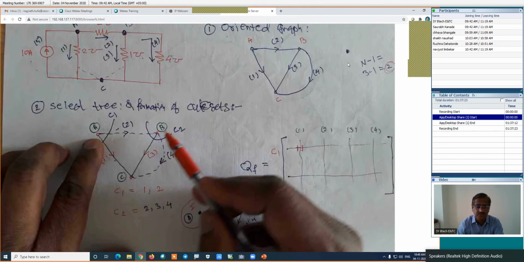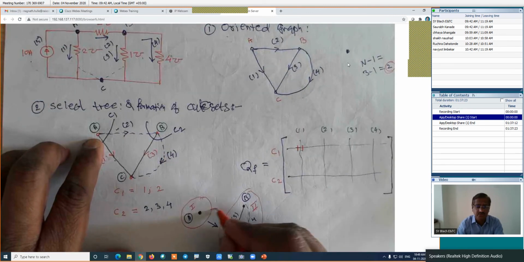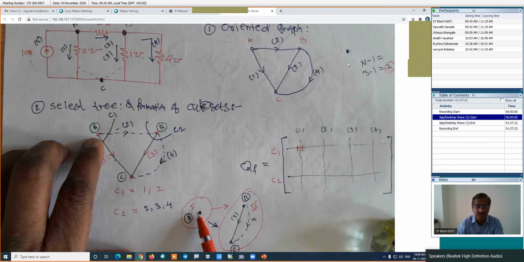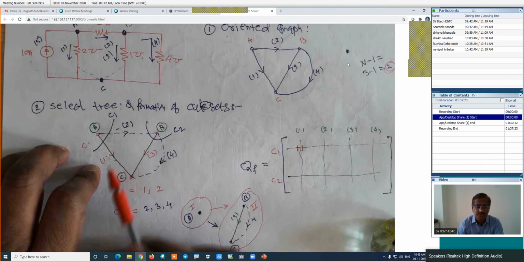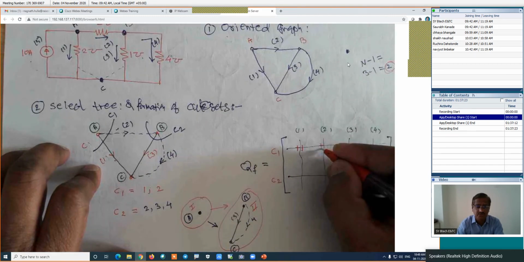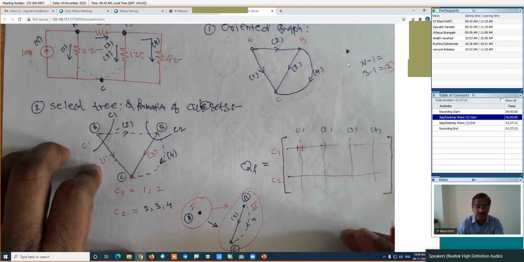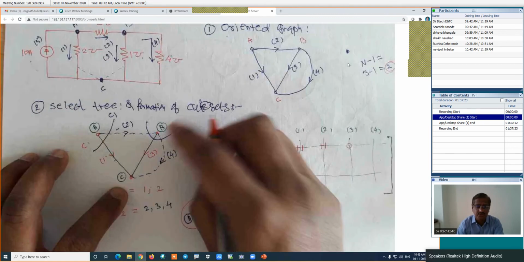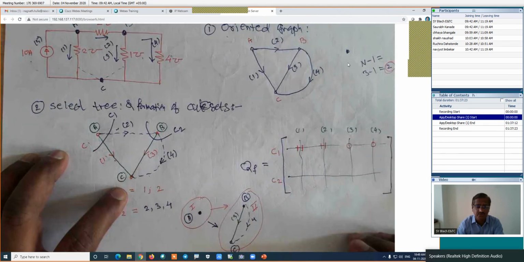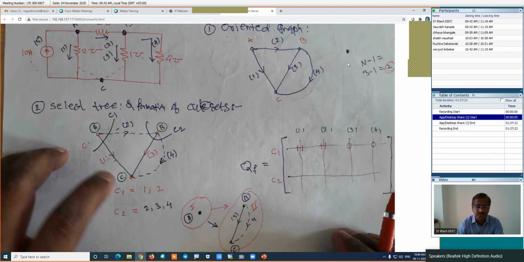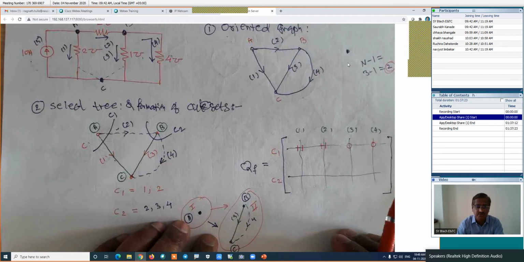For the branch number 2, look at how is the direction. Its direction is from A to B. Indirectly, its direction is from the part number 1 to the part number 2, and this tree branch direction is also from the part number 1 to the part number 2. That's why that entry will be again +1. Is it right? Branch number 3 is not the part of the cut set, its entry will be 0. Branch number 4 is also not the part of the cut set, that's why its entry will be 0. It's +1, +1, 0, 0 entry for the row number 1, which is for the cut set number 1.